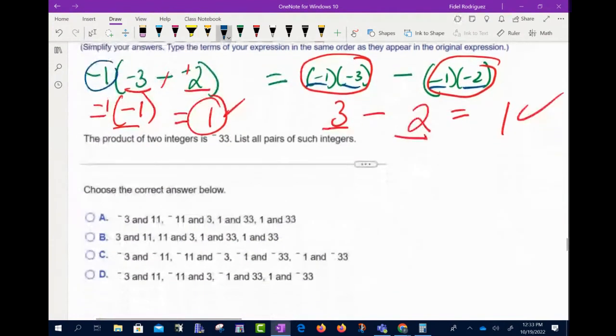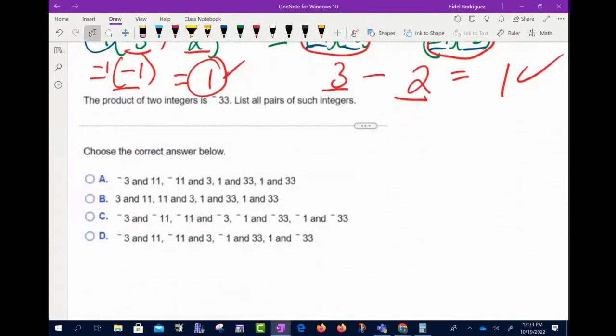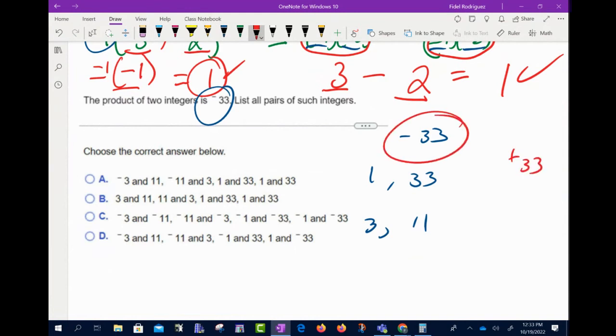All right, so let's take a look here, y'all. The next one says the product of two integers is -33. Okay, -33. I want to think of numbers that I know multiply to 33. So I know 1 and 33, and I know 3 and 11. But those numbers actually multiply to a +33, okay? We want to get a -33.